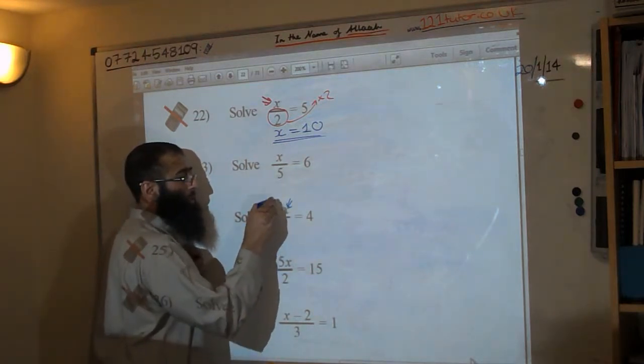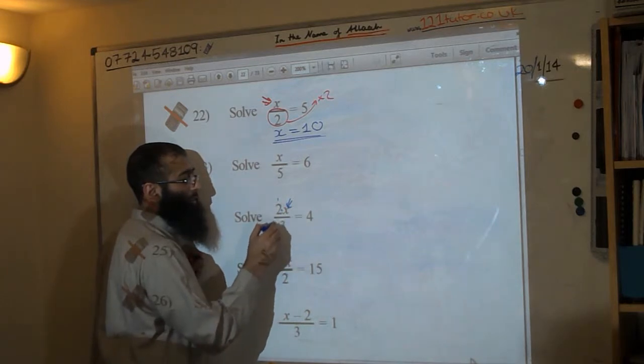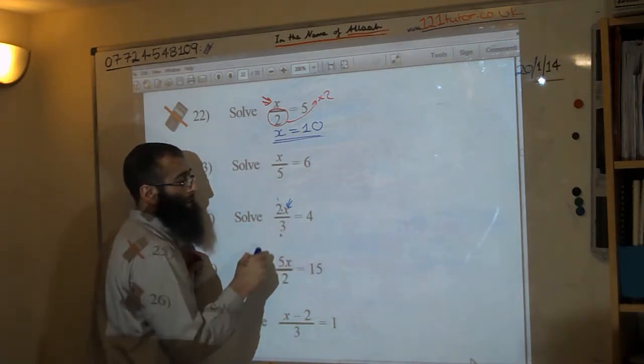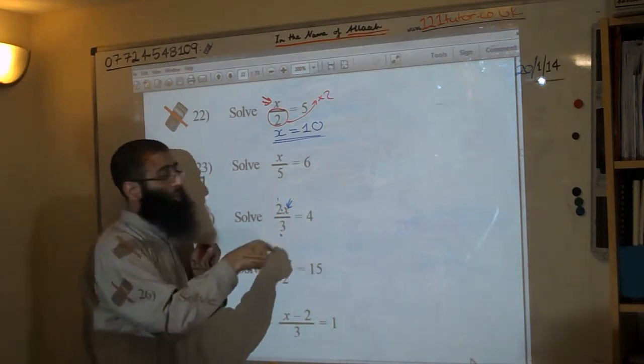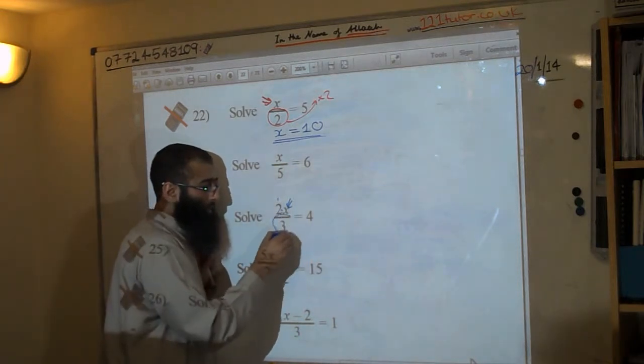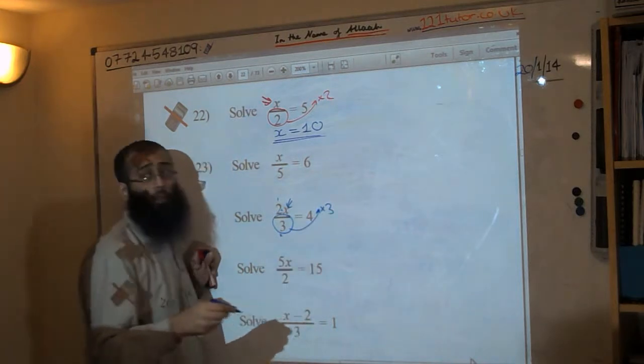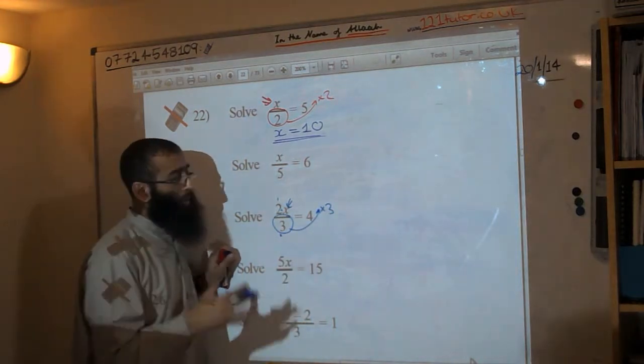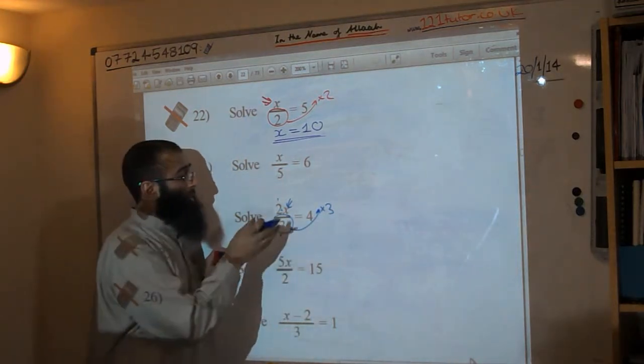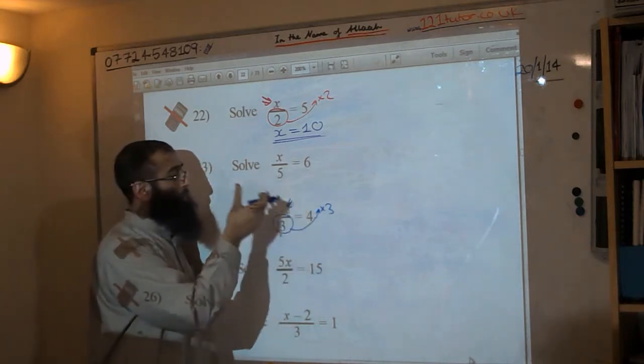So we're going to call this one the first action, and dividing by 3 is called the second action. The last thing to be done is divide by 3. The opposite of divide by 3 is times by 3. Now, we can do this question in the traditional way: opposite of divide by 3 is times by 3, work that, then move the times by 2.